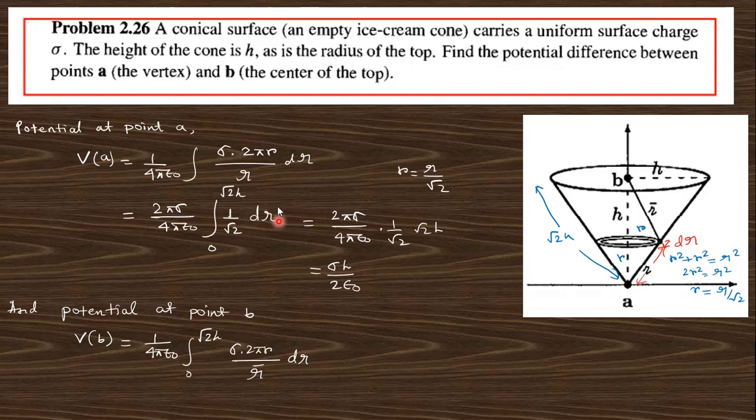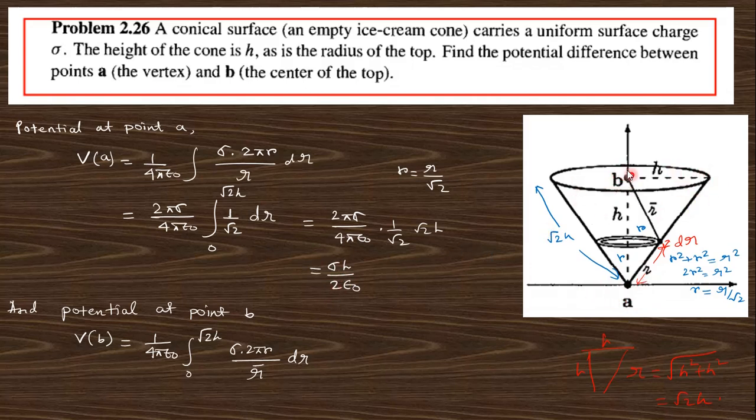And the integration of d curly r will be curly r, and the limit you can see here: the value of curly r will be 0 and the maximum value will be root 2 h, because this is h and this is h, so this is h square plus h square, that is nothing but root 2 h. Clear? So you will get the potential at point A for this distribution of cone.